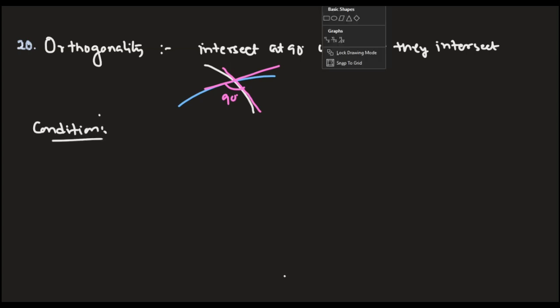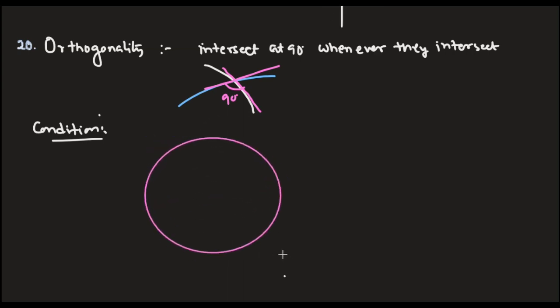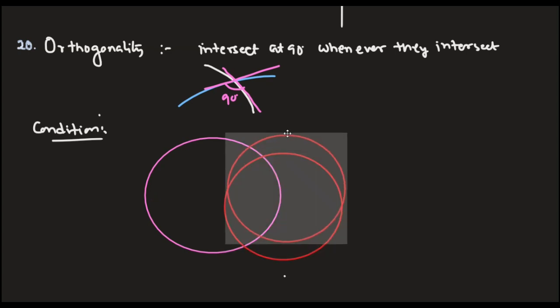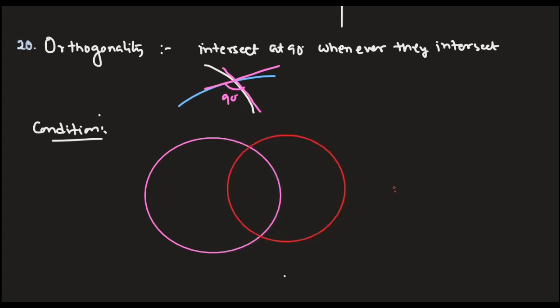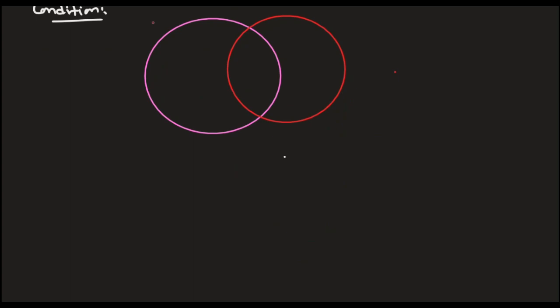For this reason I require two circles. First of all, I draw one circle here. This is a circle. Now take one more circle like this one, and we are going to prove that they intersect at 90 degrees. So how can we prove that? The two circles have different radii. Their equations we consider this way: this is my S1 circle, this is my S2 circle.